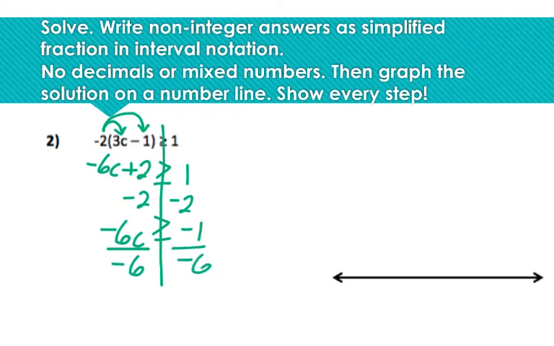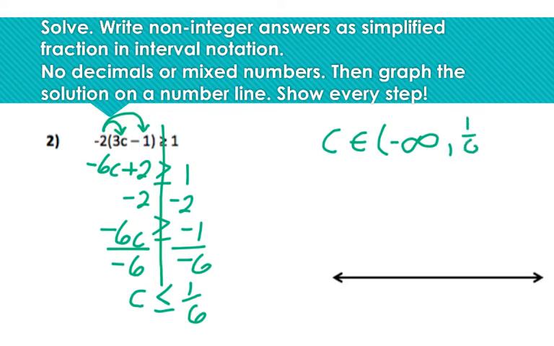And so we have c, and on the right, we're going to have 1/6, because a negative divided by a negative is positive. And because we divided by a negative, we're going to have our inequality sign flip. So we have c is less than or equal to 1/6. Writing this in interval notation, we're going to do c is an element from negative infinity, since c is less than 1/6, but also equal to, so 1/6, and then a bracket.